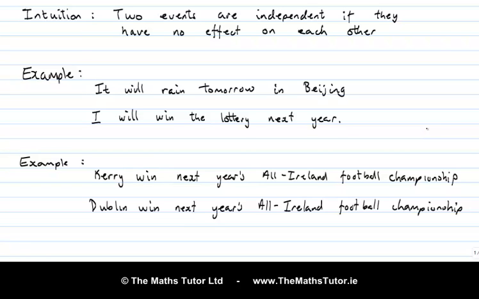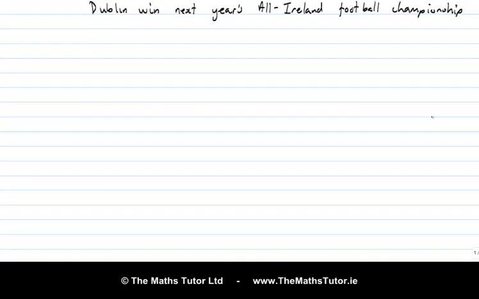Okay, so that's the intuitive idea of independence. However, our intuitive idea is not very easily translated into mathematics. It is hard to say precisely what we mean by saying events have no effect on each other. So in order to address this problem, we need a more mathematical concept of independence, and probability theory provides us with this precise notion of independence. So let's write down what we mean by independent events in probability theory.